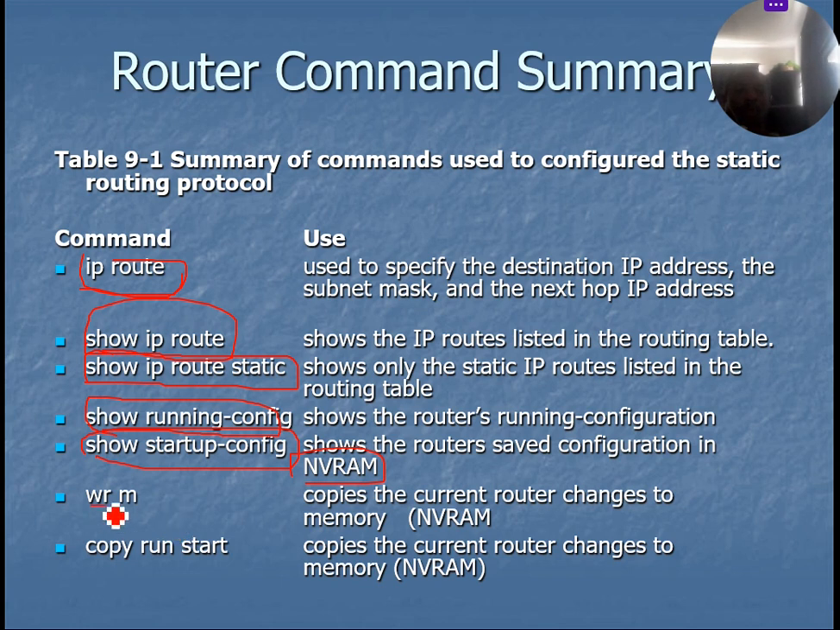You copy whatever you have, the current router changes, to the memory in your NVRAM. This is the command for it: the copy run start command. If you type the copy run start command, it will copy the current router changes to your memory. They will be copied and sent to the NVRAM of your memory.